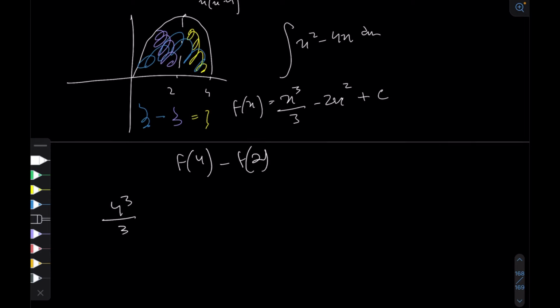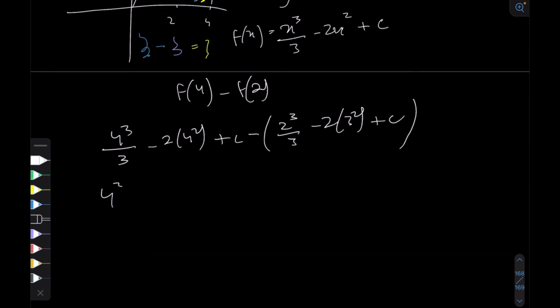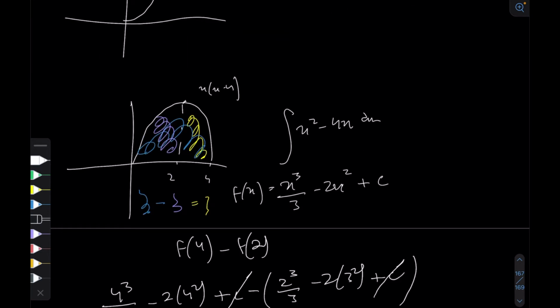So 4 cubed over 3 minus 2 times 4 squared plus some constant c, which does not have an x, minus 2 cubed over 3, this is a cube not 23, minus 2 times 2 squared plus some constant c. Notice how this c and this c cancel out. So whatever this value turns out to be, it will be this yellow area.